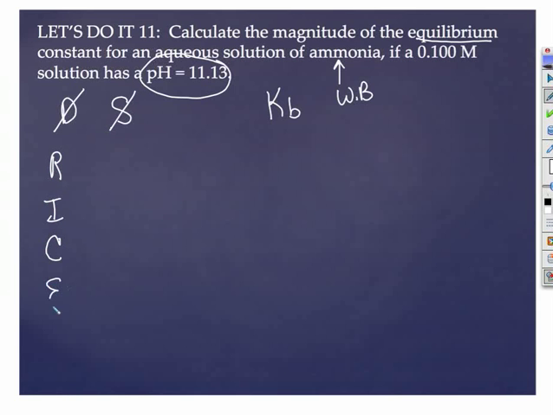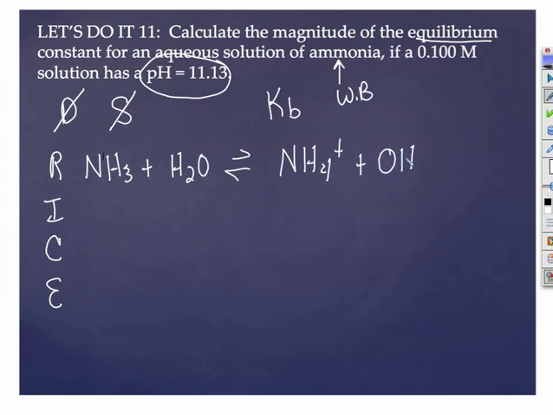So I'm going to set up my RICE, and I get NH3 plus water. You do have to add the water for a base. You can't simplify a base situation. So that's going to be NH4+ plus OH minus.